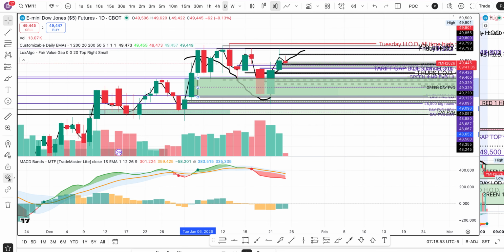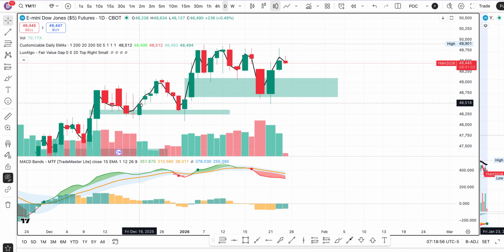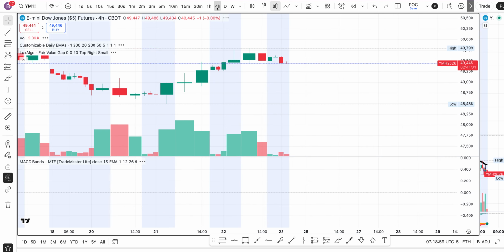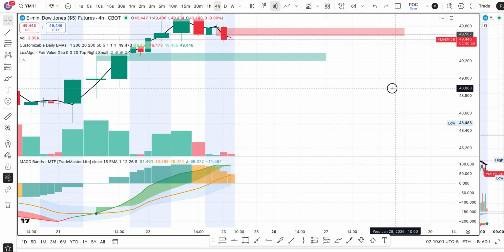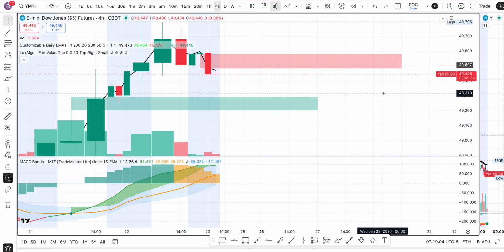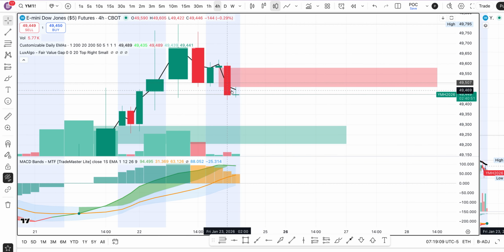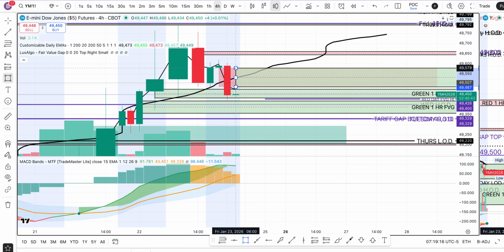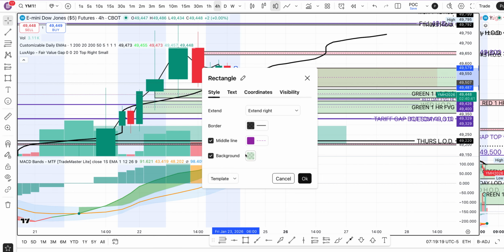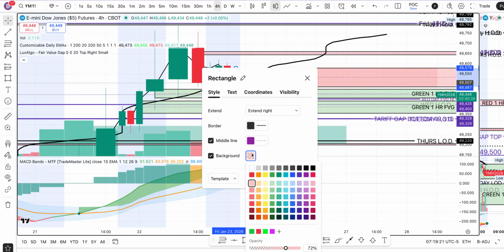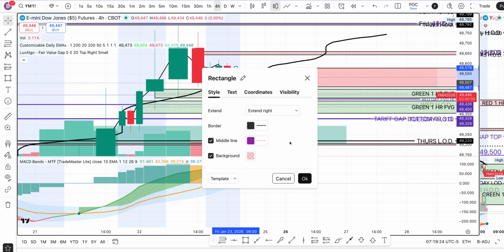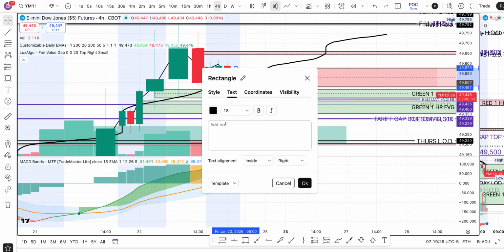Now what else do we want to find? We want to find the next one down, which is a 4-hour. So let's take a look at the 4 hours. Here's one that was created overnight. Let me mark that one up real quick. Price is going to want to come back in and find its balance point by getting into that 4-hour gap and mitigating it.